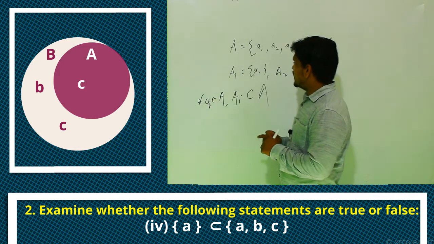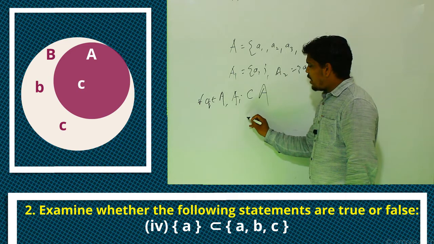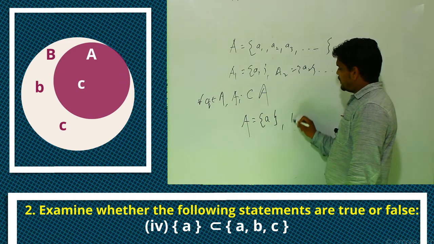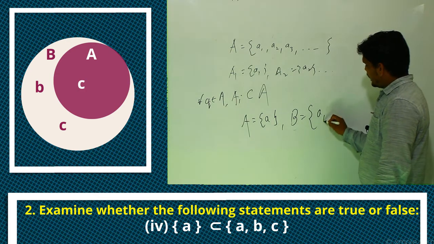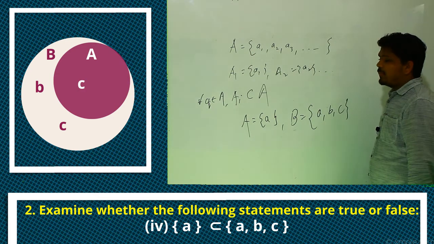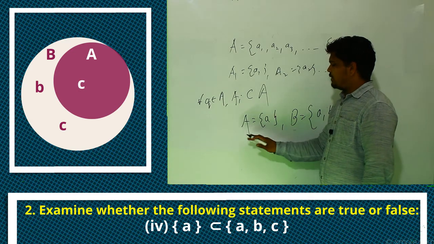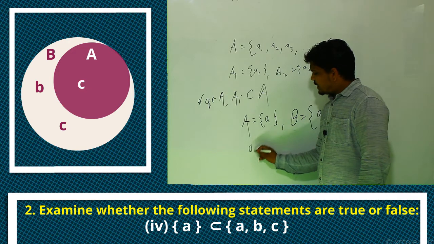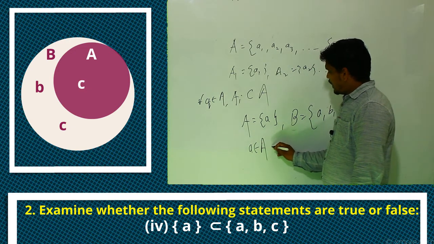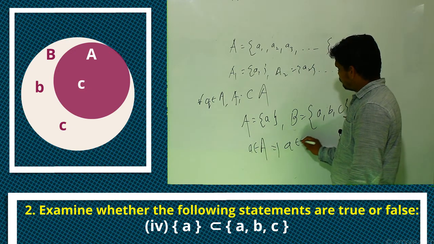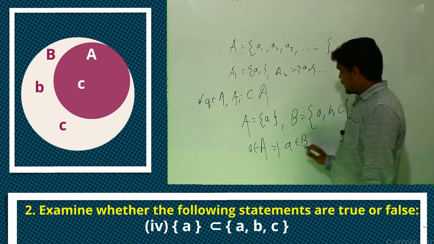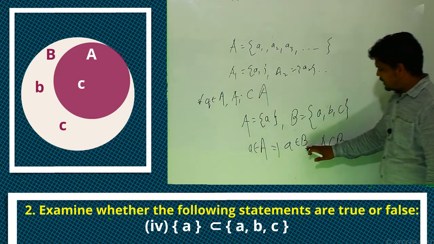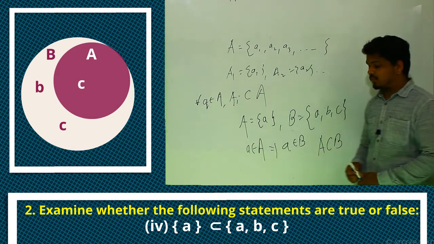Why this is so, you can check. Take our example here. A is nothing but singleton A, and B is nothing but A, B, and C. Your definition says, for all elements of A, but here you need not check all, as only one element is there. Since A belongs to A implies A belongs to B, you will say that A is a subset of B. Since my A is also in B, my singleton A is a subset of B.